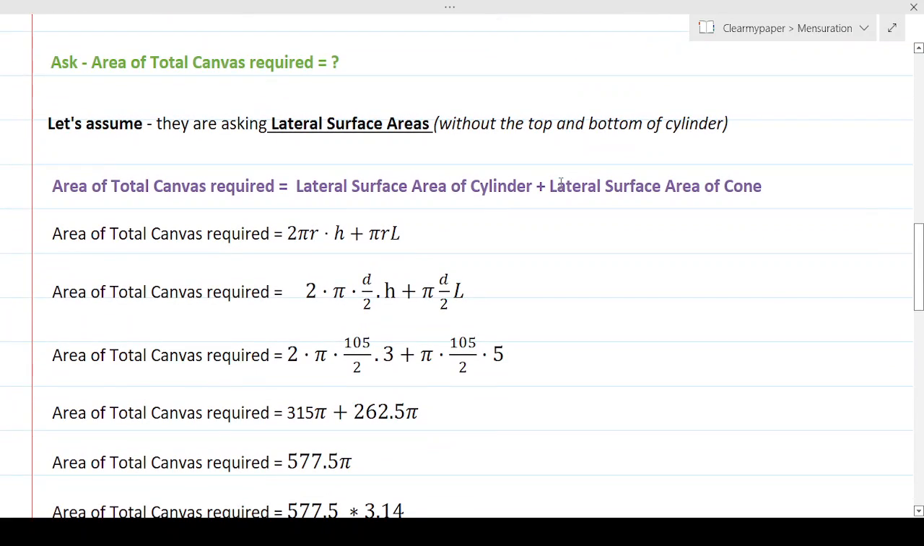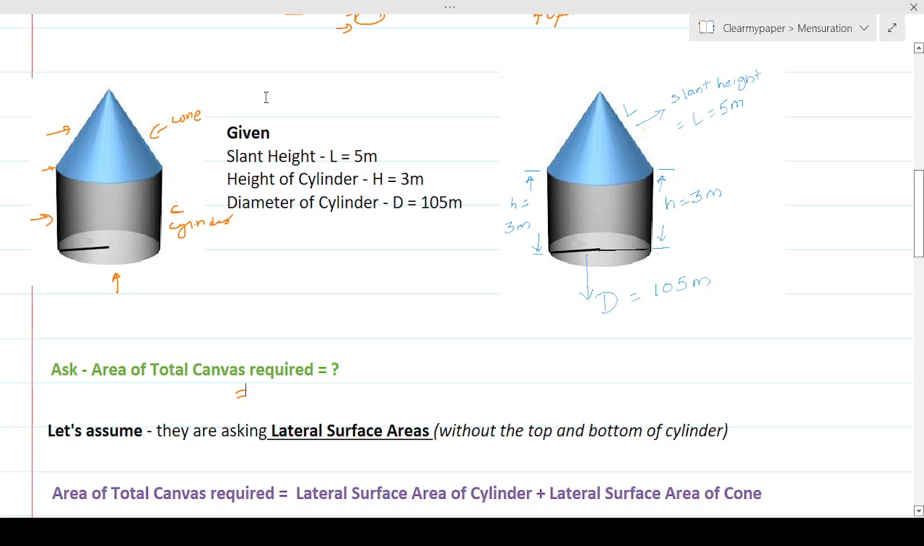Okay, so the area of the total canvas is the ask here, and we have plotted the visuals, and whatever data points are given we have plotted on the combined schematic of cylinder and cone. Don't get confused between the slant height and the height of the cylinder. We have a slant height, which is this portion. We have the height of the cylinder, which is this portion. We have the diameter, and by virtue of that we'll also have the radius, because we can do diameter by 2 for the radius. So we have all the points.